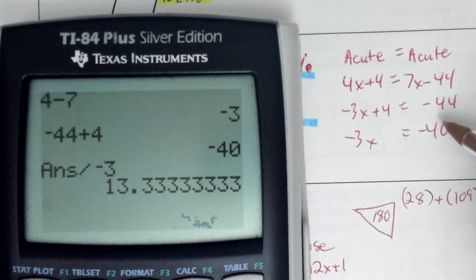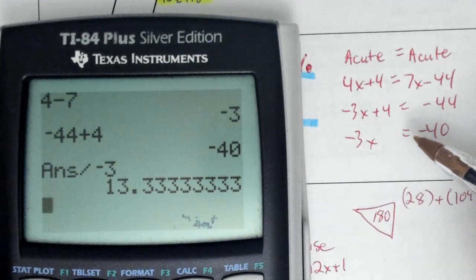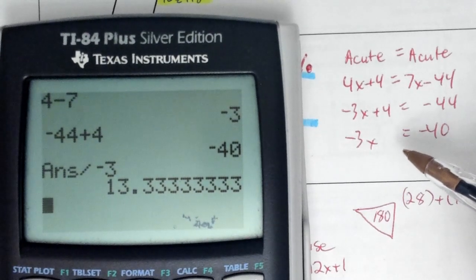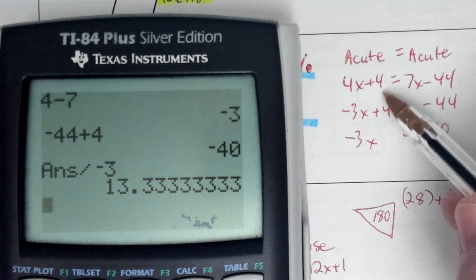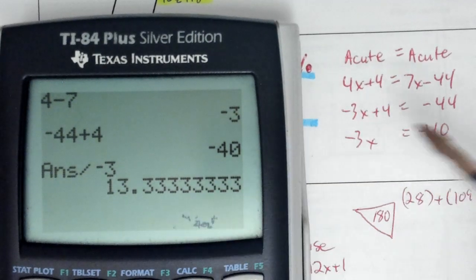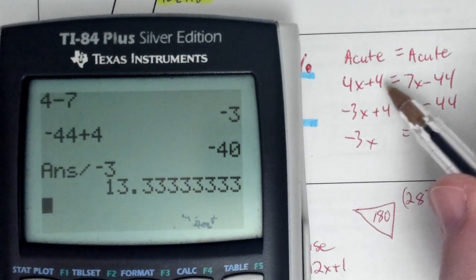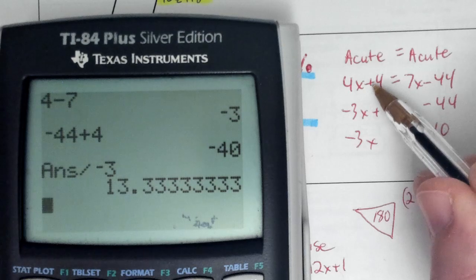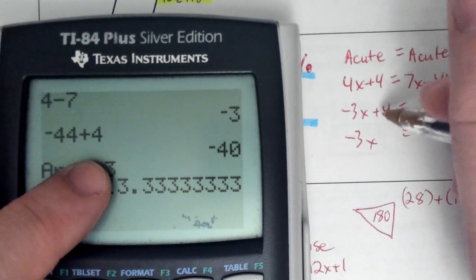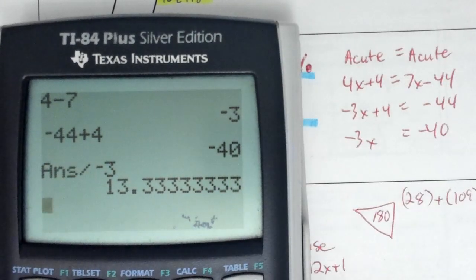Ooh, something's up. Maybe I did something wrong. Okay, so in this case, right here, do you see this part right here? I accidentally added 4. So you're not always going to get this right. I'm going to double check what I did here. Right here, I was supposed to subtract 4. So let's try this again.